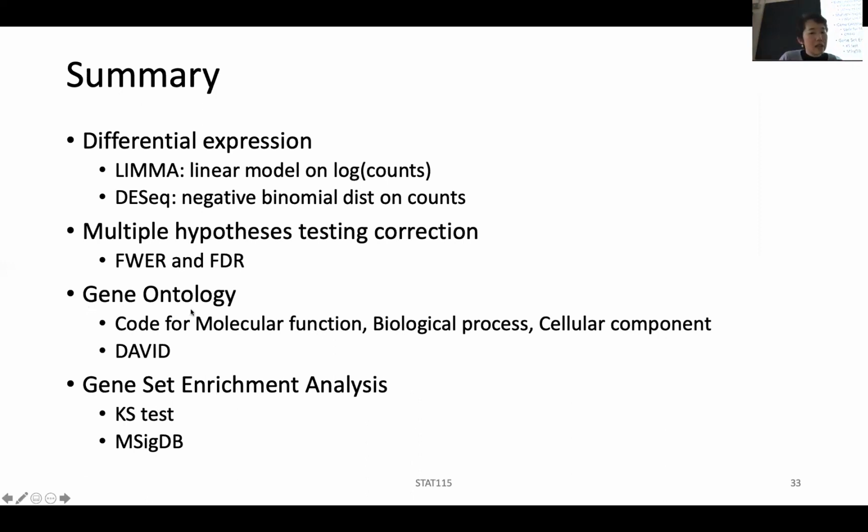You look at their gene ontology code. So each gene has a code for its molecular function, for its biological process, for its cellular component. And so you test every gene ontology code to see whether your differential genes are enriched in your list. There are tools such as DAVID that can automatically help you do this, but there you also need to make sure you do multiple hypothesis testing correction.